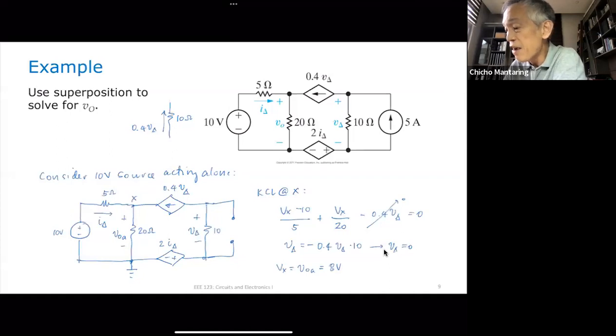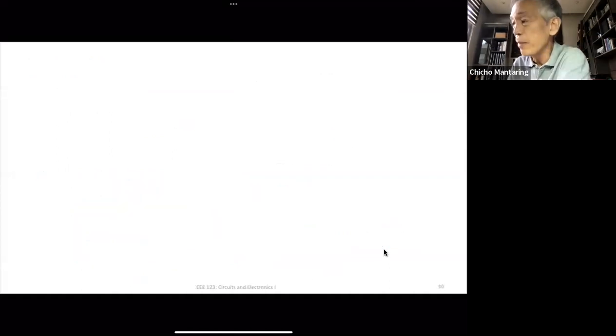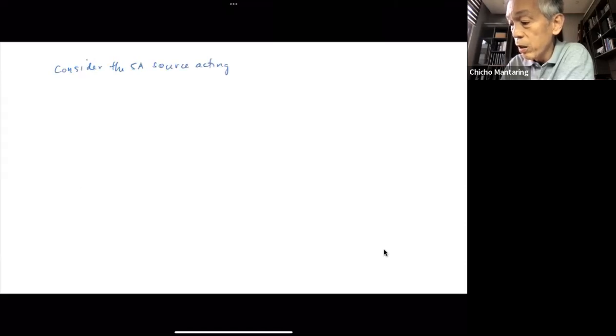Let's now consider the 5 ampere source acting alone. I'll just do this on my own. I hope you can follow. So consider the 5 ampere source acting alone. So what will happen to my 10-volt source? That's going to be a short circuit now. Then I have my 5 ohms.